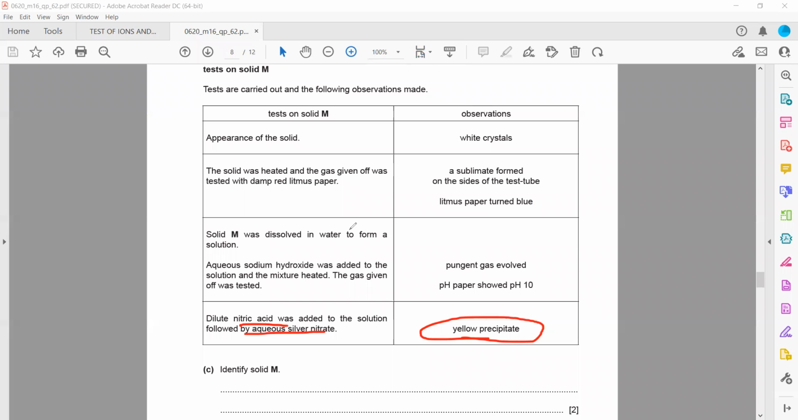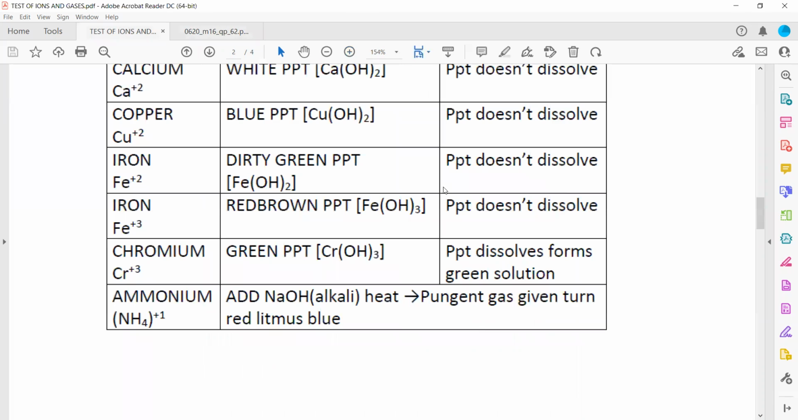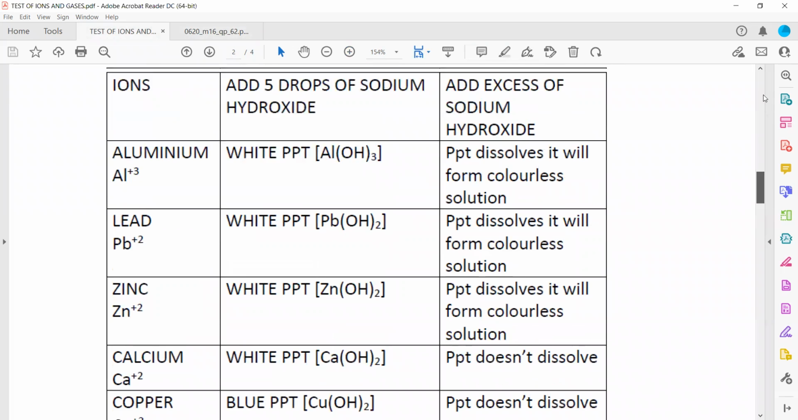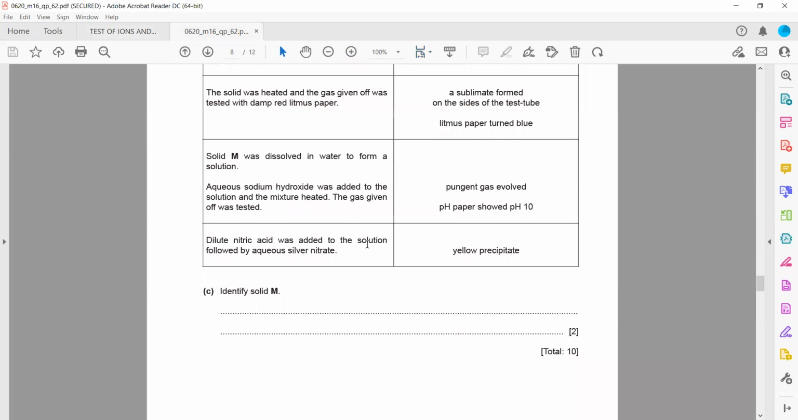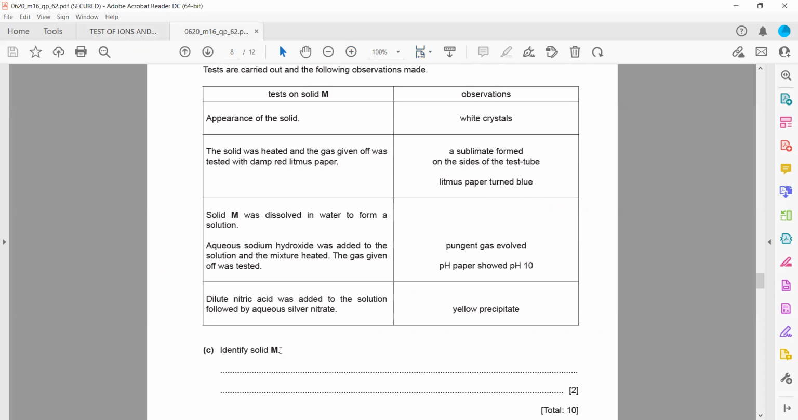So what does that give an idea of? Nitric acid followed by silver nitrate gives a yellow precipitate. That's right, it gives an idea it's iodide. And you can see from this table as well, if you add nitric acid followed by silver nitrate and get a yellow precipitate, it means that iodide is there. So this gives an idea that it is ammonium iodide. Identify solid M. It contains ammonium ion and iodide. So it is ammonium iodide.